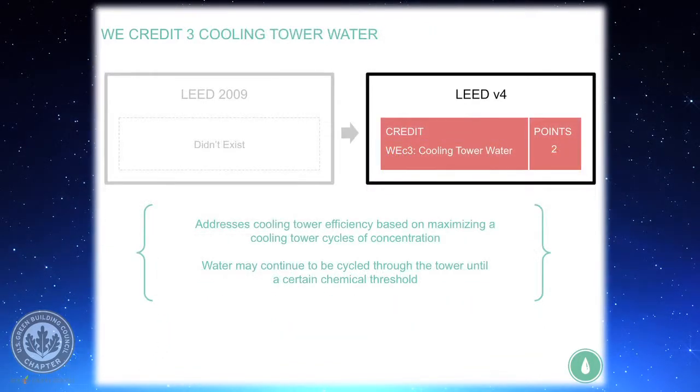One of the first new credits in the water category is the cooling tower water credit. So this is a water efficiency based credit that focuses on maximizing the cycles of concentration that you're using in a cooling tower. So essentially, based on the chemical makeup of your water, you can recycle and reuse that water in a cooling tower up to a certain amount of time, when the water reaches a certain concentration of chemicals. So we want those cycles maximized in order to use the least amount of water possible.